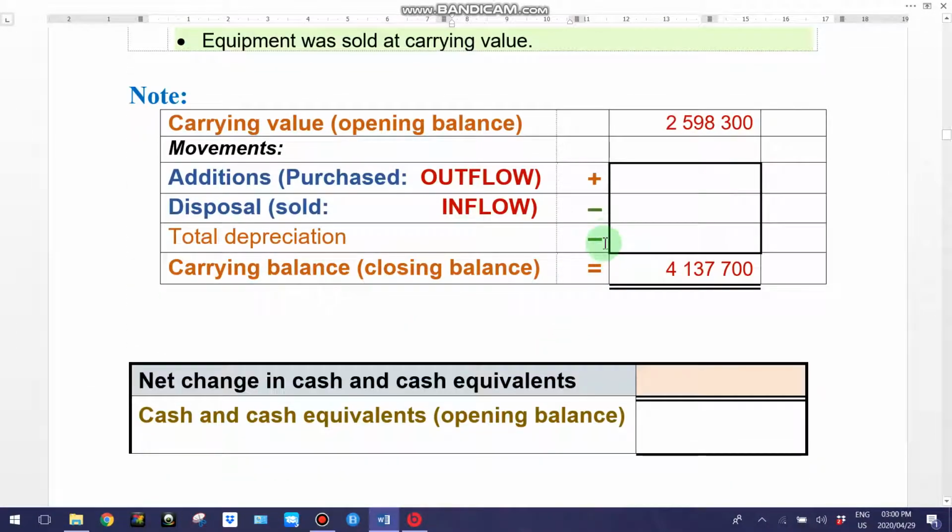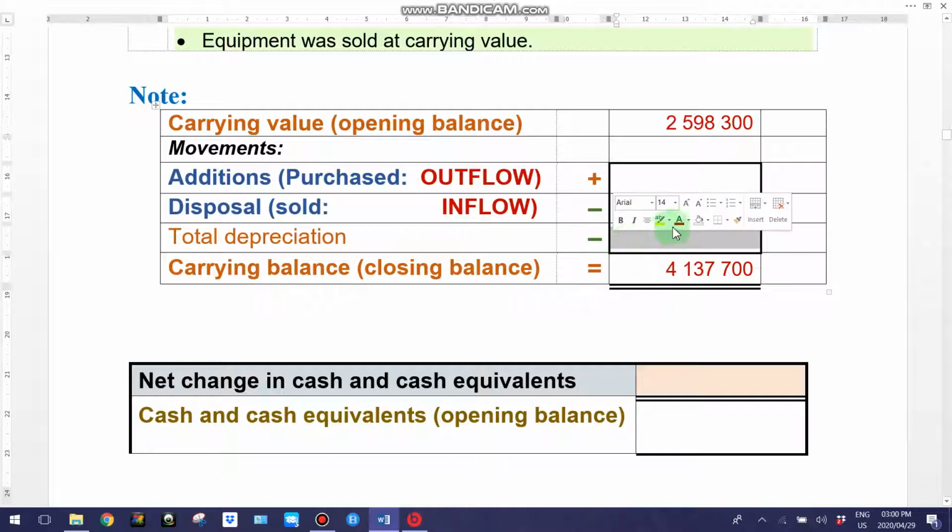And then depreciation, it was given to us on the income statement. You can put that in. So those three amounts are already given to you. You just need one of these two here and to calculate the outstanding one.